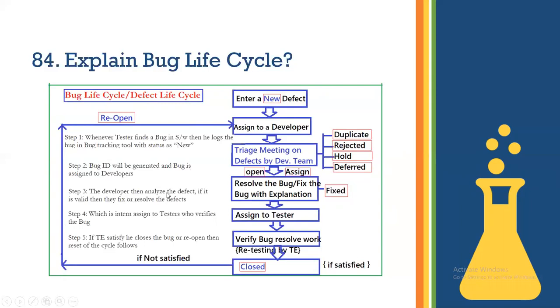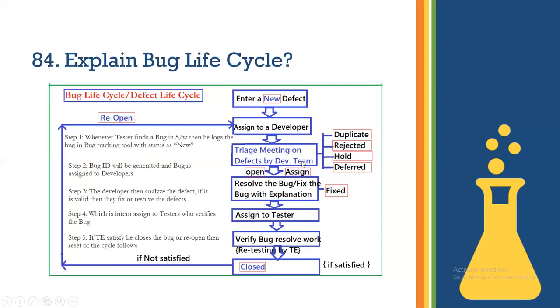Then developers analyze the defect. If it is valid, then they fix or resolve the bug or defect. During the triage meeting, once you assign the developer, the developers will do the triage meeting. If a similar defect already exists in the database, they are going to say duplicate. If developers do not accept the defect, they are going to give the status as rejected.